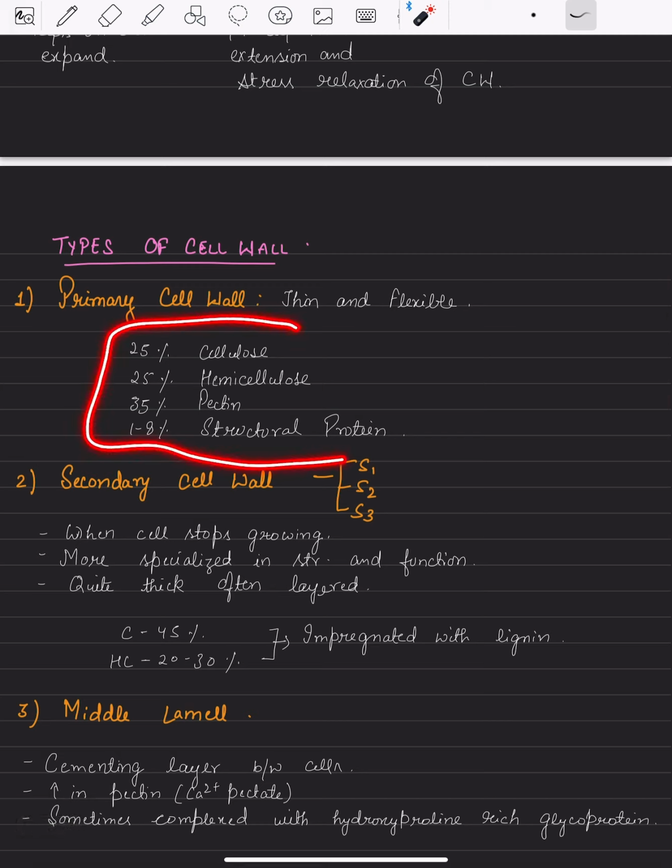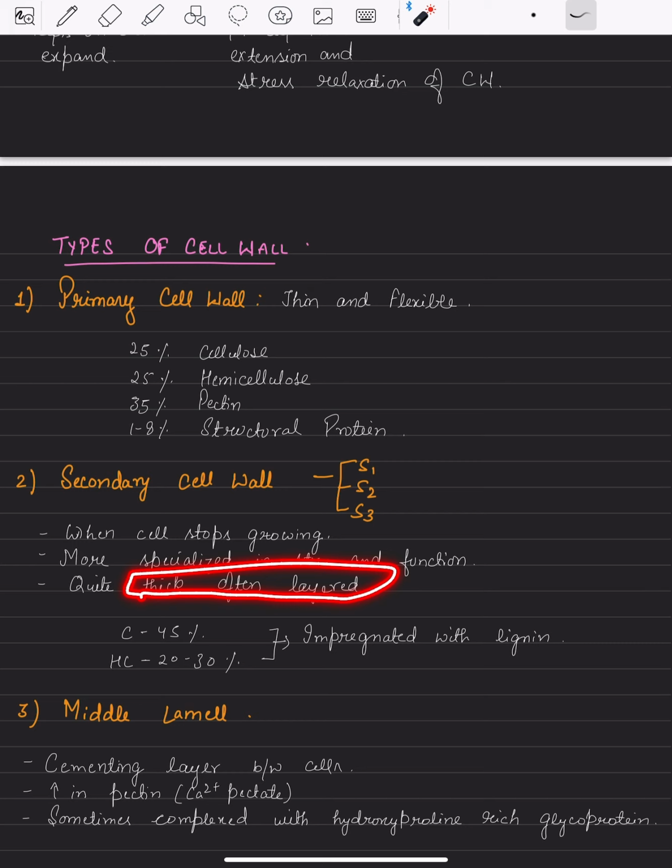In case of the primary cell wall, 25% is cellulose, then hemicellulose, and pectin is there. As I already mentioned, pectin will be maximum in case of the primary cell wall, and 1 to 8% is structural protein. Then further comes the secondary cell wall. It is formed when the cell stops growing, in the later phase of the cell. Initially the primary middle lamella is formed, further the primary cell wall, and then the secondary cell wall. When the cell stops growing, this is more specialized in structure and function. This is quite thick, often layered.